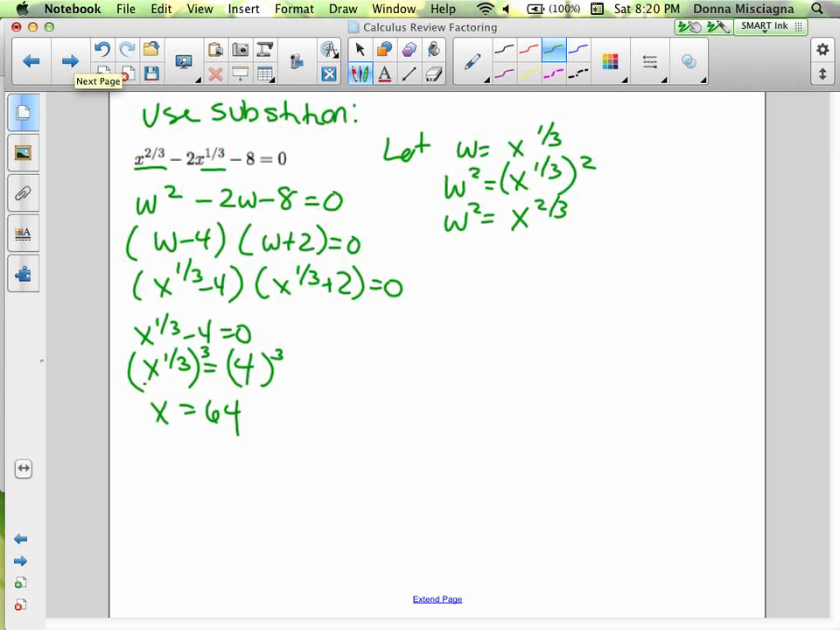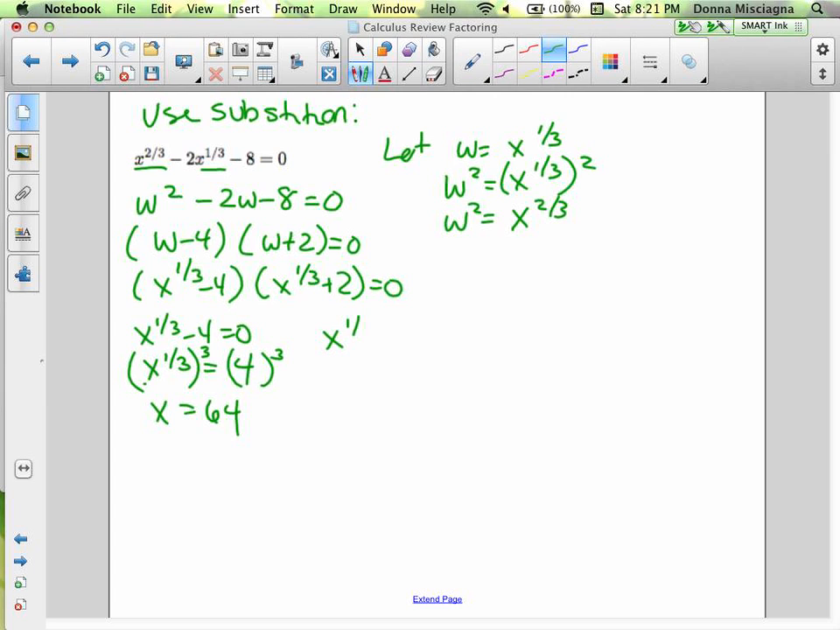And we actually don't have to check it. We're not going to get a false solution if we cube something. If it's an odd exponent, you're not going to get a false solution. If it's an even exponent, we would definitely have to check. But if we plug it back in, the cube root of 64 is 4. 4 minus 4 is 0. So that checks back.